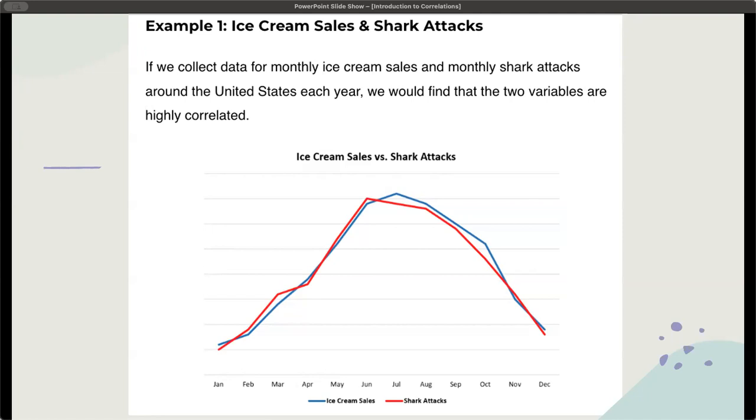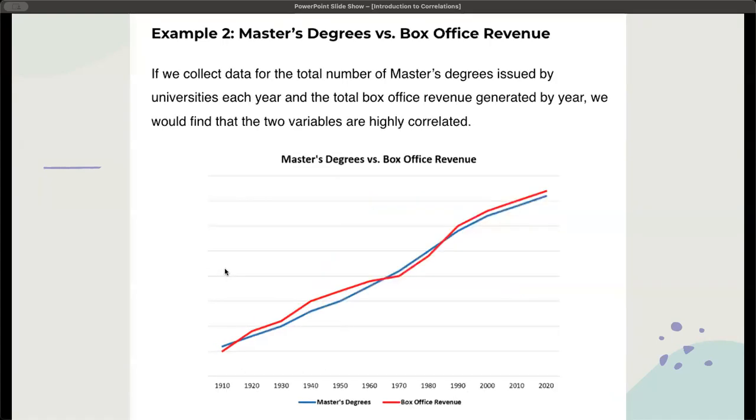So here's the first example. If we collect data for monthly ice cream sales and monthly shark attacks around the United States each year, we would find the two variables are highly correlated. So, ice cream sales and shark attacks. Well, are the ice cream sales causing the shark attacks to happen? No, these are just two independent events that are happening at the same time, mainly due to the warm weather in the summer. So one is not causing the other to happen.